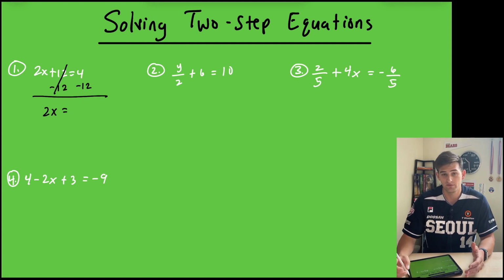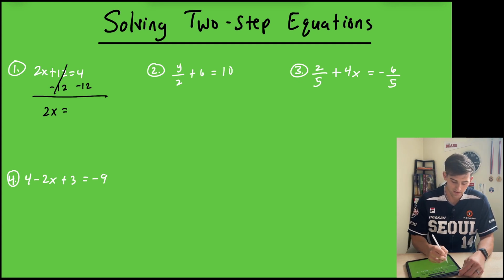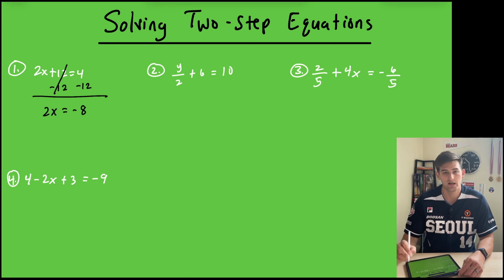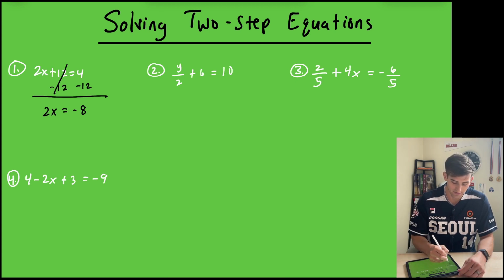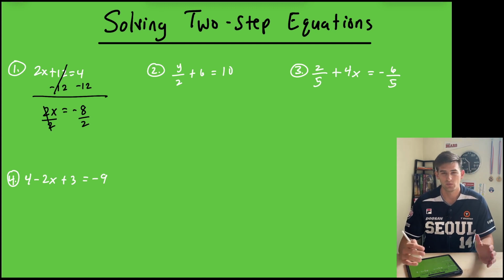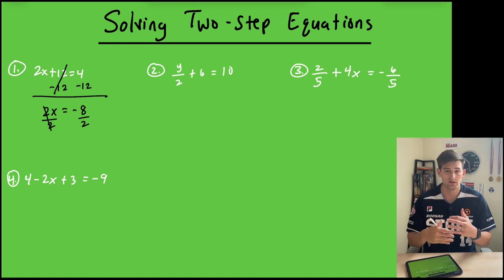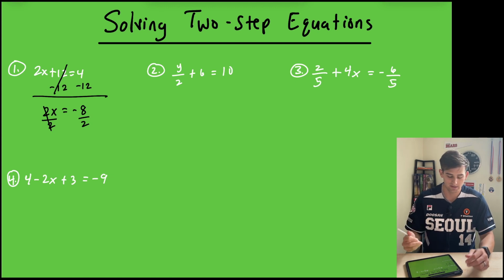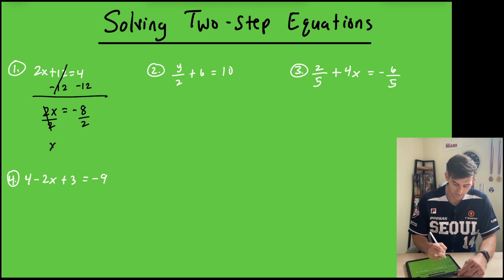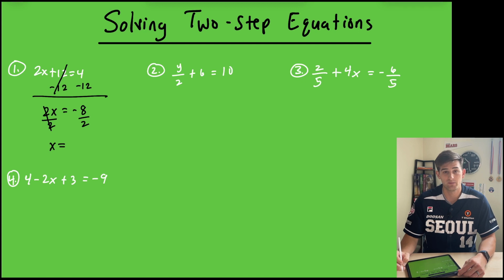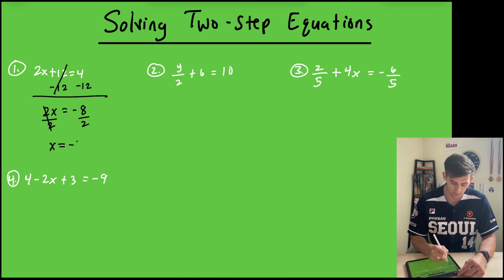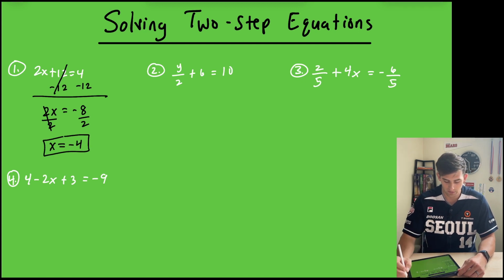Now on the right side, we can evaluate what's 4 minus 12. That would give us negative 8. Now we have 2 times something is equal to negative 8. So what's happening to x? X is being multiplied by 2. So let's do the opposite of multiply by 2, or the inverse, and let's divide by 2. Now 2x divided by 2, we say the 2's are going to cancel, but really it becomes 1. So 1x, which is just x. Now we have x is equal to, and negative 8 divided by 2 would be negative 4. So our solution for number 1 would be negative 4.